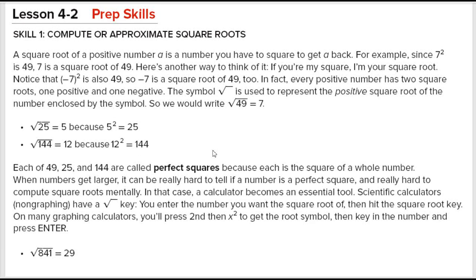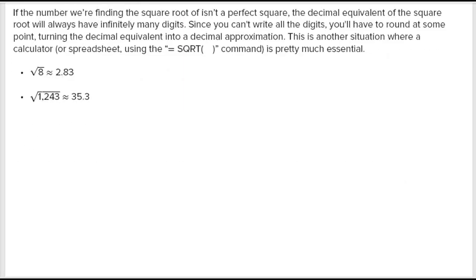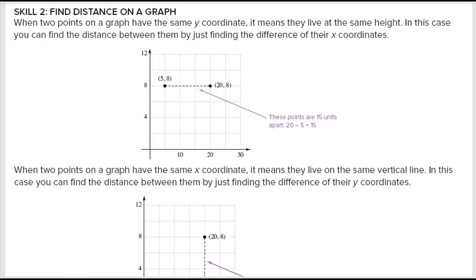It's good to be able to take a square root, but also to know like the square root of 8 has to be less than the square root of 9, but more than the square root of 4. And particularly be able to do the graphing or do the square root on your calculator.